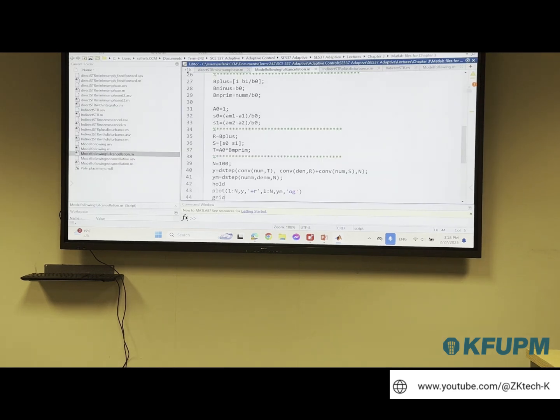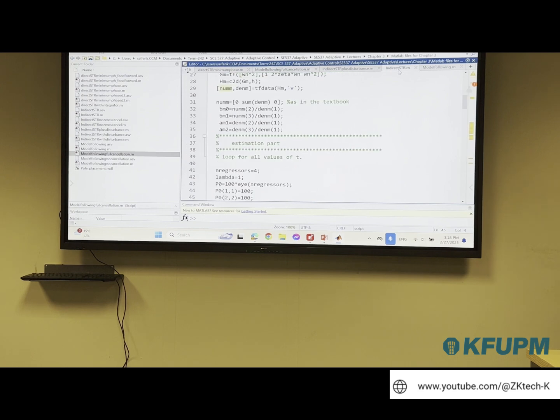And need to look to this one. So here, what will happen? I need to add the estimation part. I'm going to estimate the value of A and B in every loop. So what I need to identify is how many regressors I have, how many parameters I need to identify. So I need to identify 4 parameters, 2 in the numerator, 2 in the denominator, for B and A.